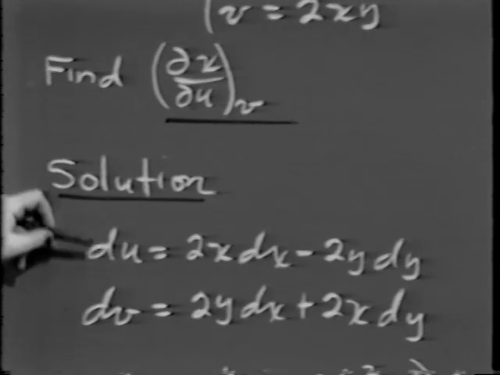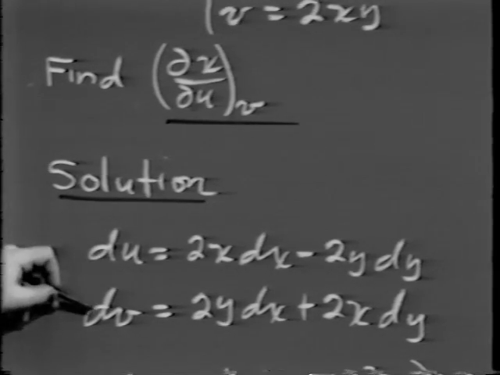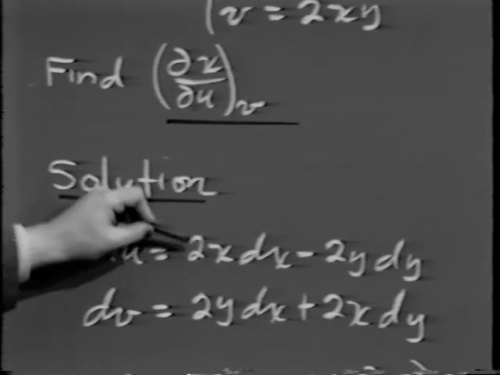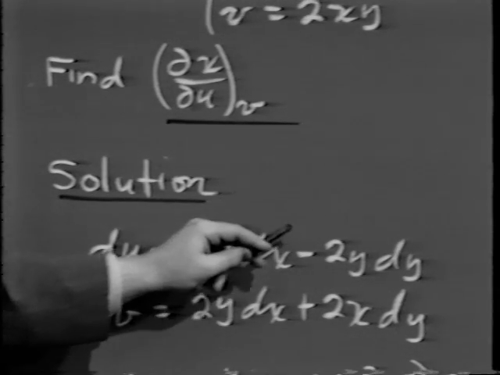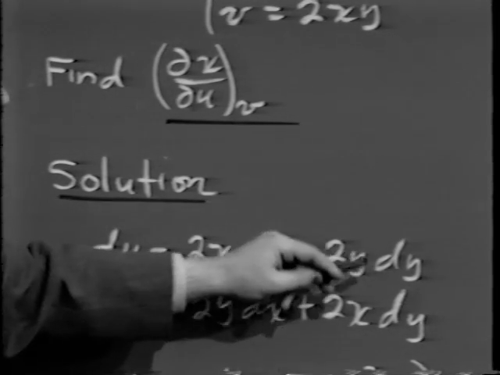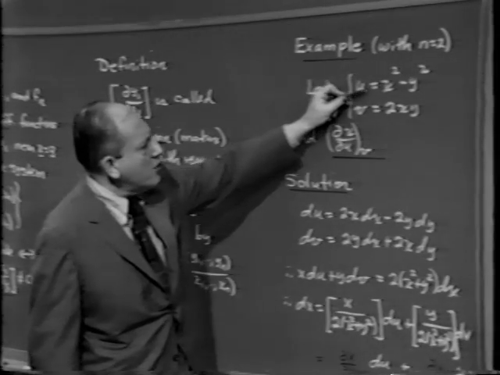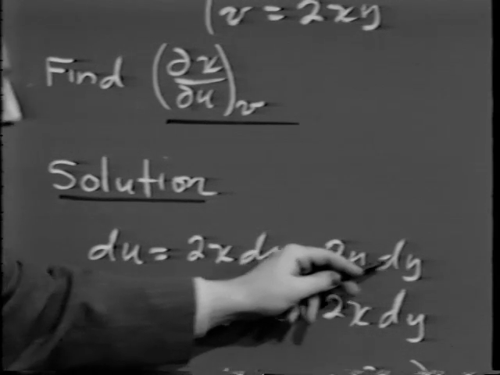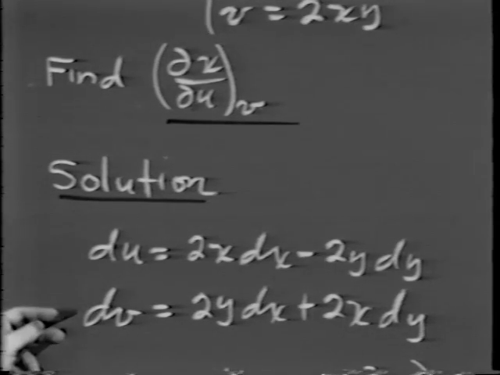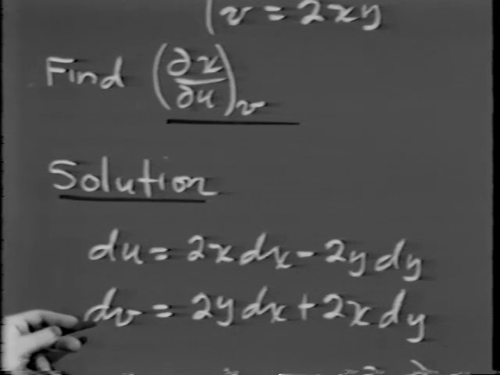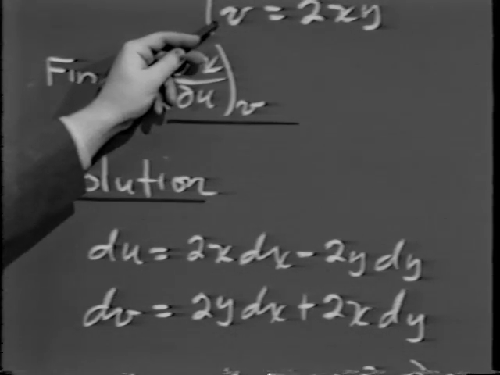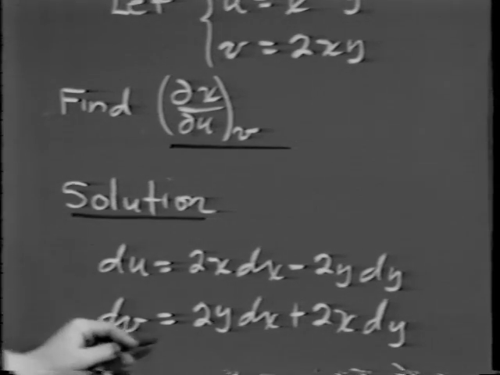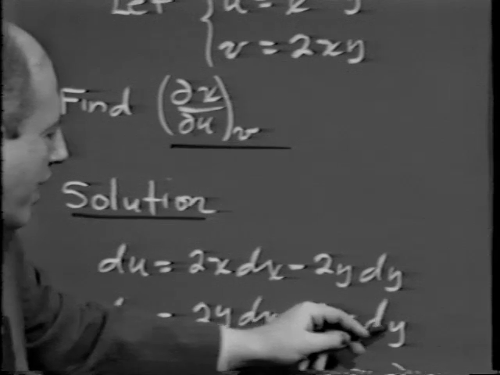Using the language of differentials, we write down du and dv. Namely, du is what? The partial of u with respect to x times dx plus the partial of u with respect to y times dy. And from the relationship that u equals x squared minus y squared, we see that du is 2x dx minus 2y dy. Similarly, since the partial of v with respect to x is 2y and the partial of v with respect to y is 2x, we see that dv is 2y dx plus 2x dy.